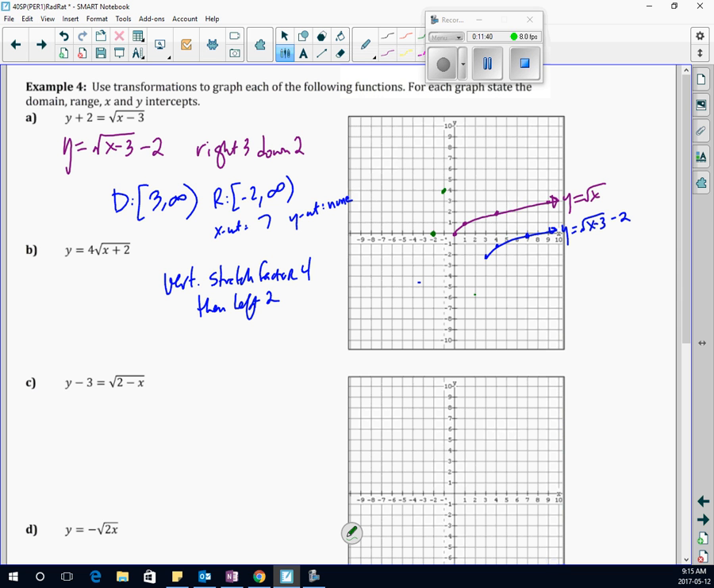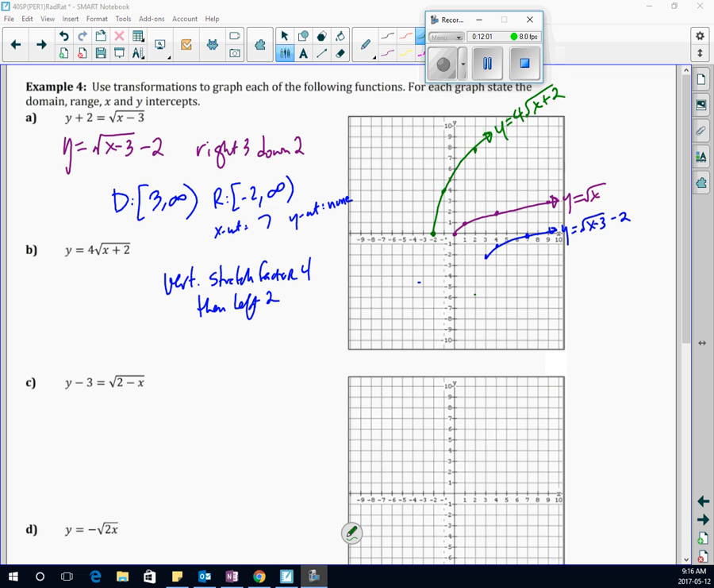This is a height of 2. It gets stretched 4 times. So what is it going to go to? 8. Then left 2, 1, 2. Yes? Y equals 4 root x plus 2. Is everybody good with that?